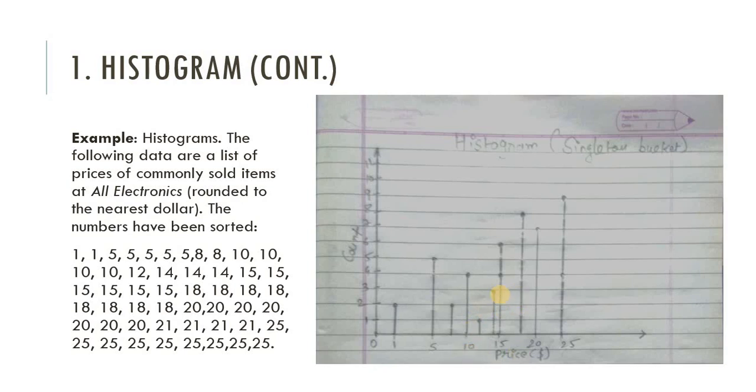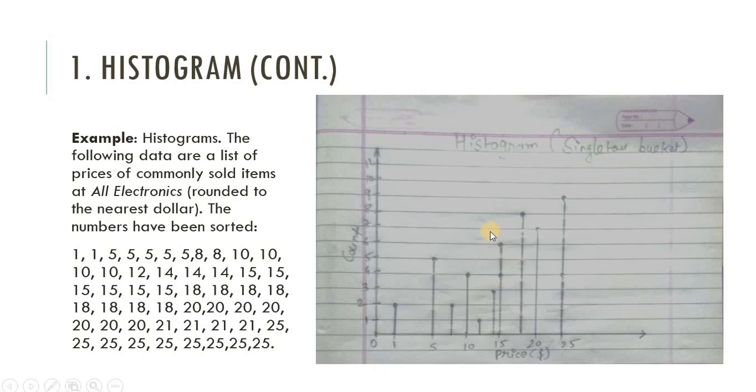So this is how we are creating our singleton buckets. We can count the number of digits, and on one axis there is the count and on the other there is the price. So the product whose price is 15 is repeated 6 times, whose price is 20 is repeated 7 times, whose price is 25 is repeated 9 times. So this is how we can create a singleton bucket or singleton histogram.